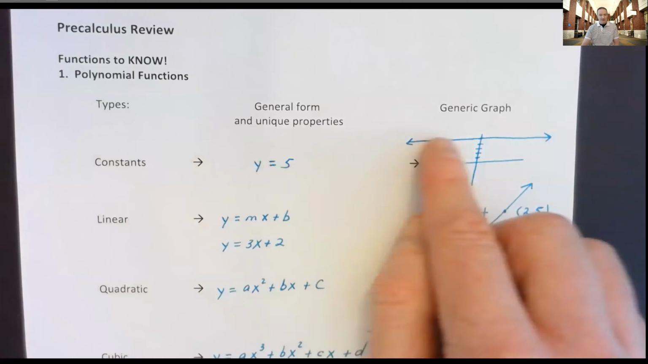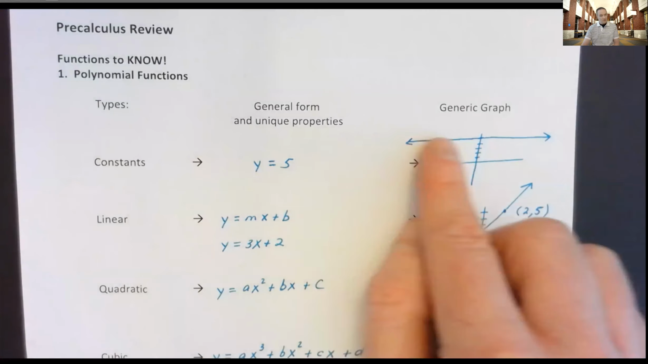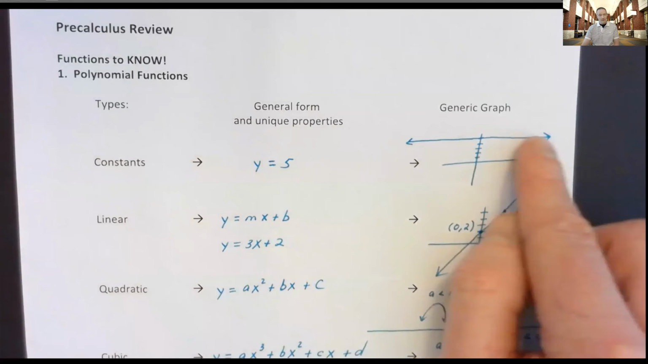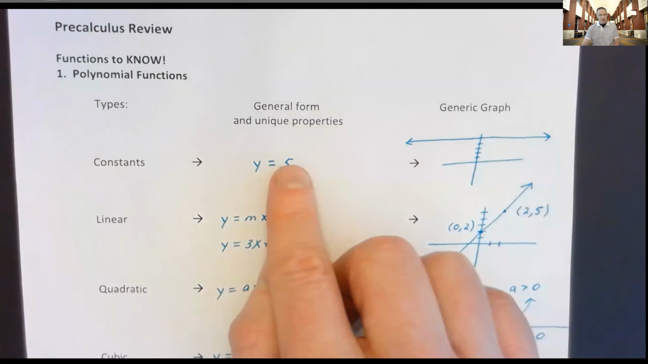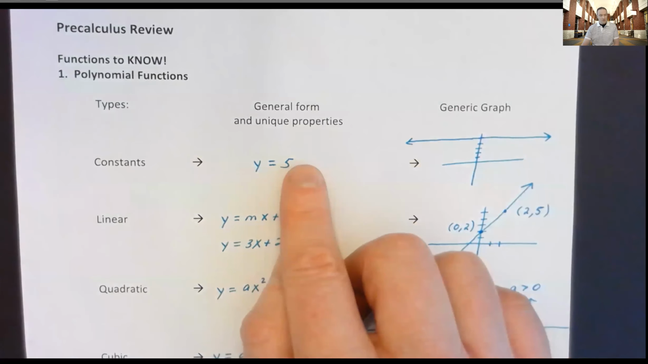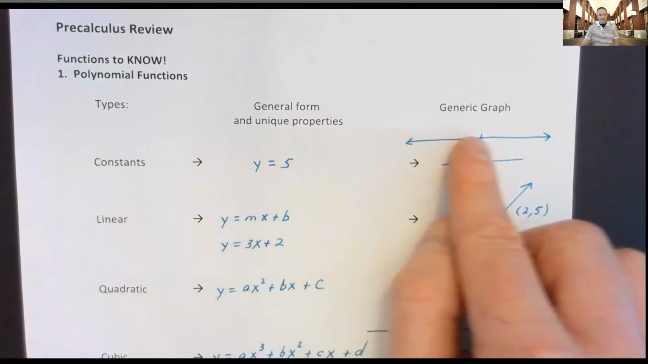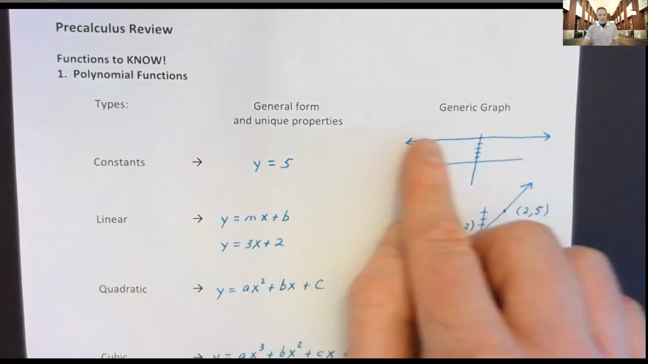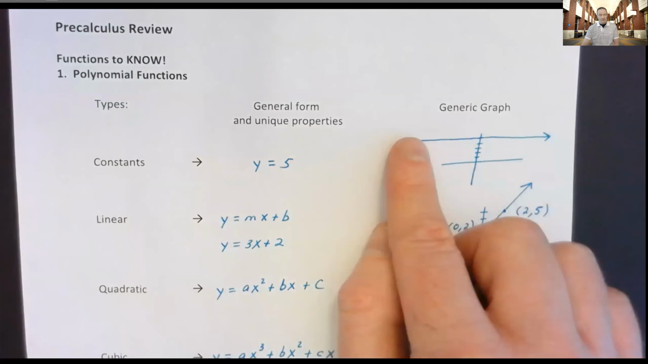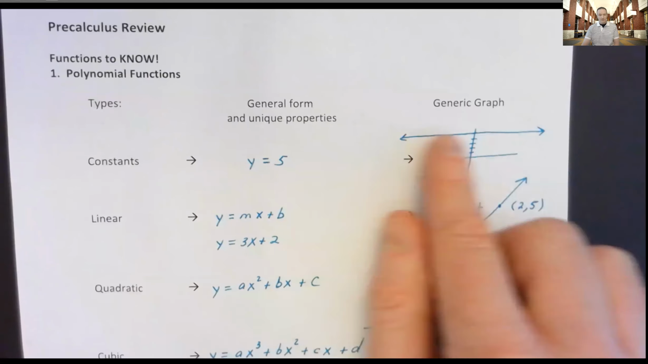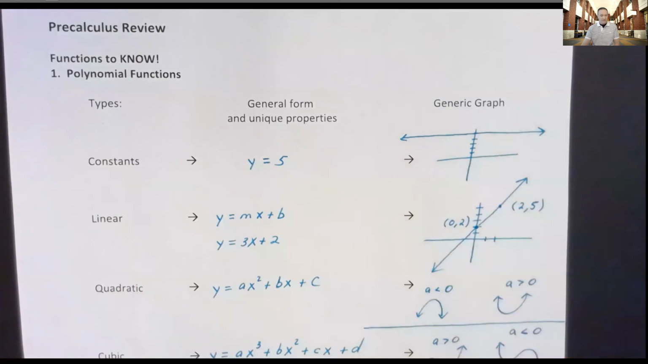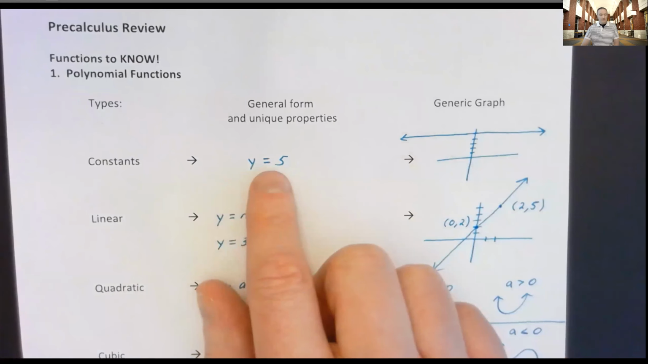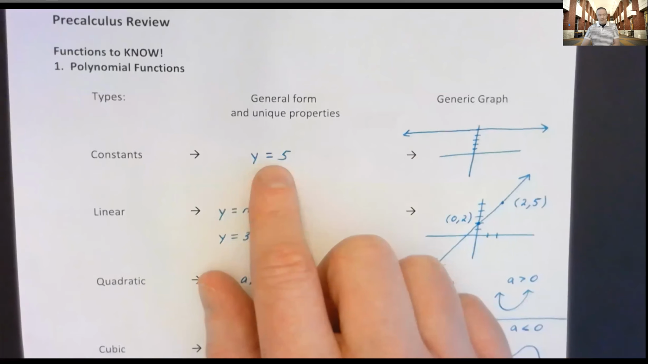We represent that with a horizontal line. And that should make sense why it's a horizontal line, because there's no constraint on x. It's not mentioned in the formula. So x is irrelevant. Whatever x is, the y value is always 5, which gives me a horizontal line at y equals 5. And similar for any constant line, it's always going to be a horizontal line.